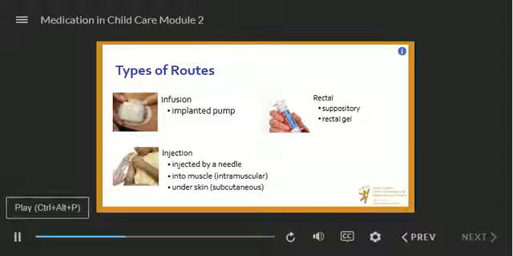Other medications are given rectally, such as suppositories or rectal gel, which comes in a prefilled syringe, to be inserted into the rectum. Injections are given through the skin with a needle. Some injections come in a pre-filled syringe, such as epinephrine auto-injectors or insulin pens, and some come in bottles that have to be drawn into a syringe before use.